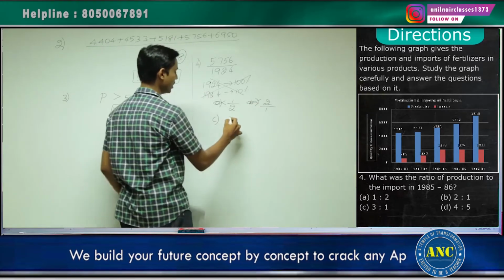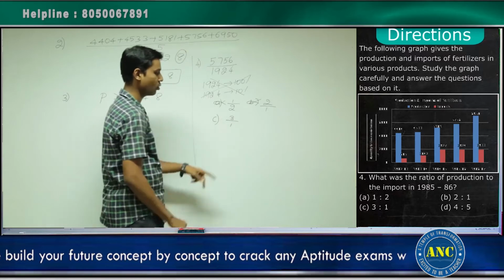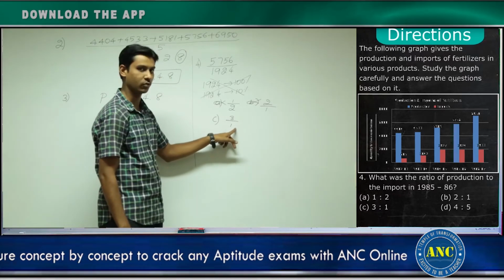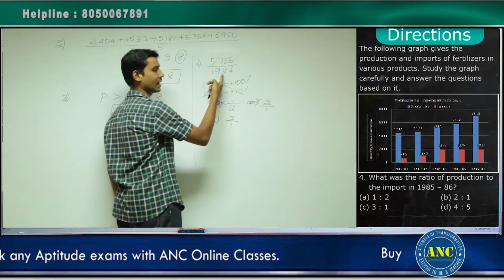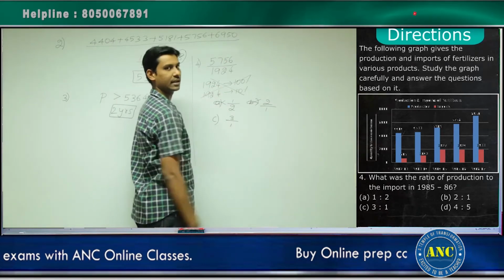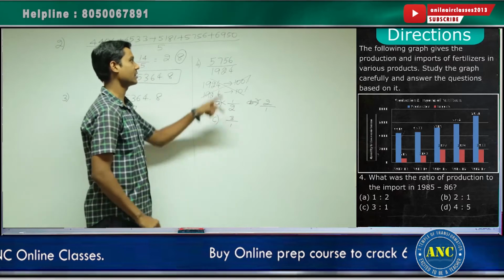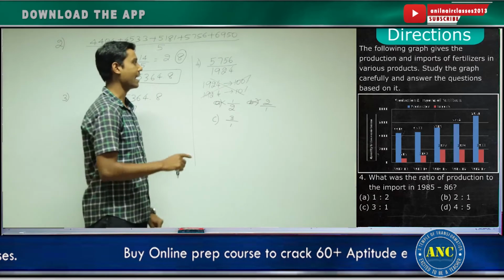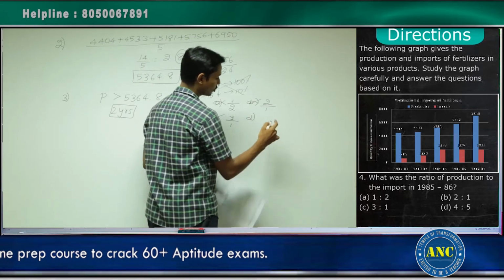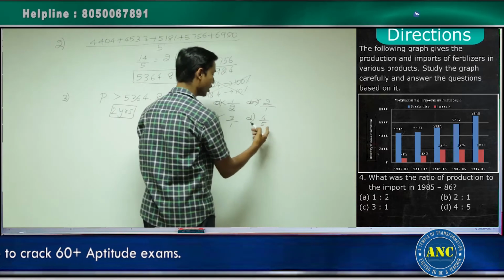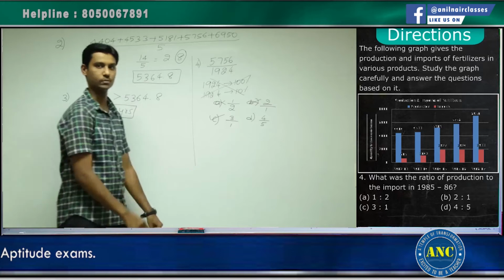Third option, 3:1. If the denominator is 1, the numerator should be 3 times it. The denominator is 1900. The numerator is 3 times 1900, which is nothing but 5700. The answer for this question is 3:1. If you observe, the last option given is 4:5. It is not in the ratio of 4:5 either.